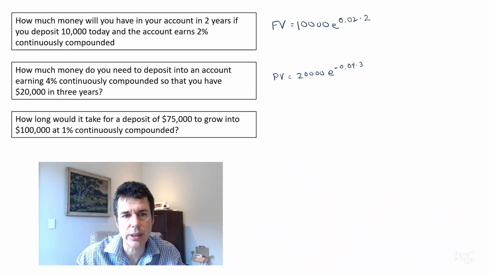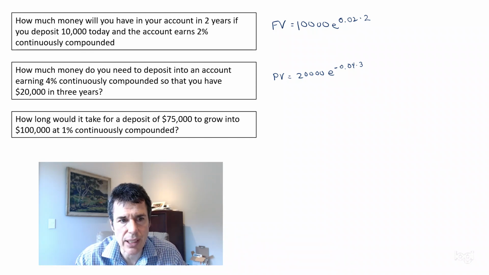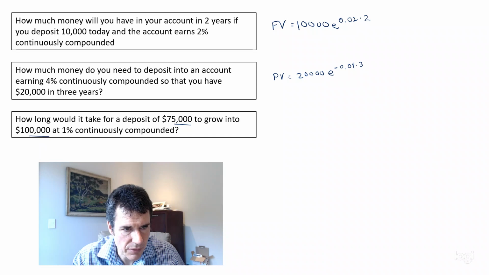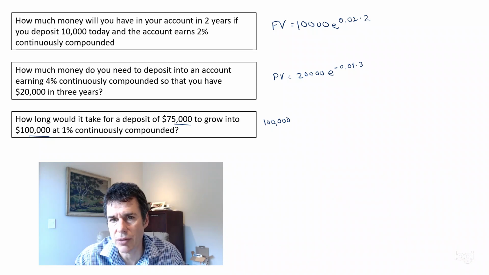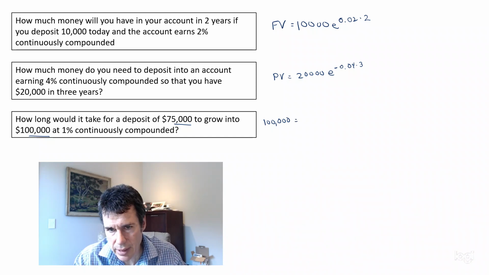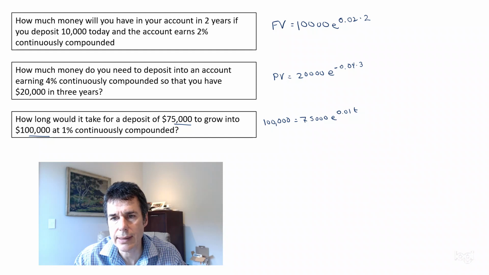Finally, how long would it take a deposit of $75,000 to grow into $100,000 at 1% continuously compounded? All right, so this is our present value. This is our future value. We can use either the present value or the future value equation. I'll use the future value. $100,000 is $75,000 e to the r, 0.01, times t, and we need to solve for t.